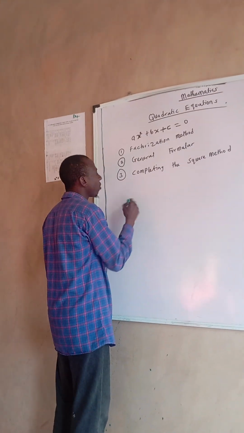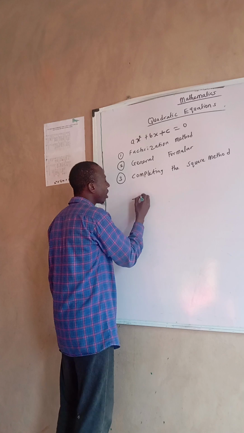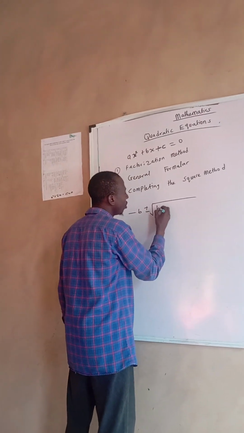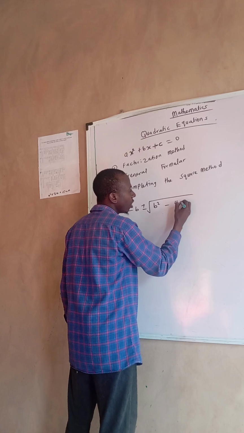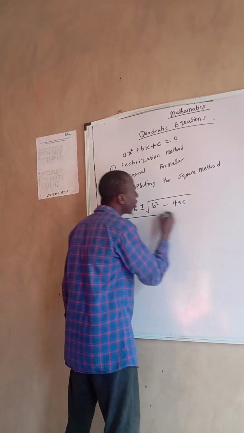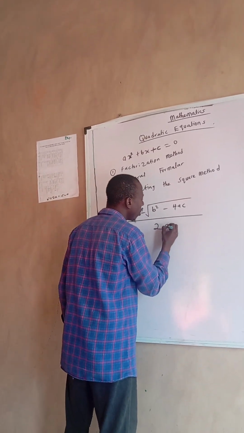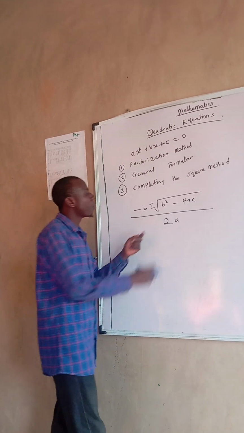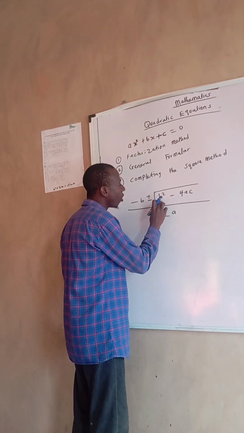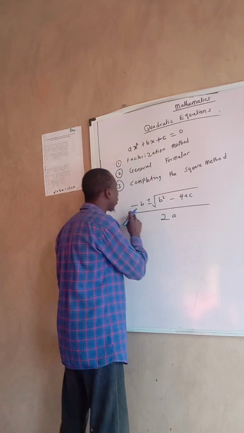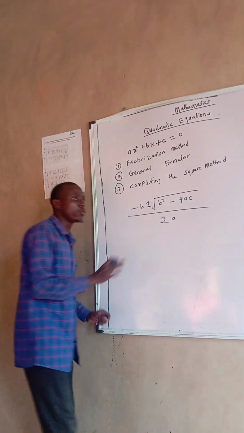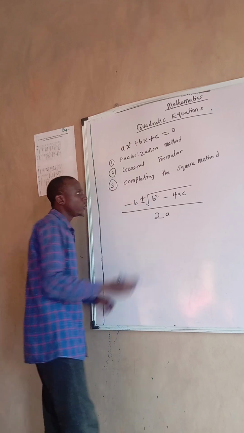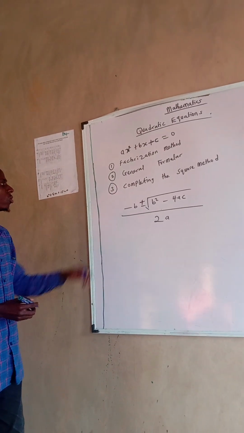Now, the general formula is x equals minus b plus or minus the square root of b squared minus 4ac. Don't forget, it's all divided by 2a. Some students used to make a mistake by dividing only part of this with what? 2a. It's all divided by 2a. There is a proof for this by using the completing the square method.